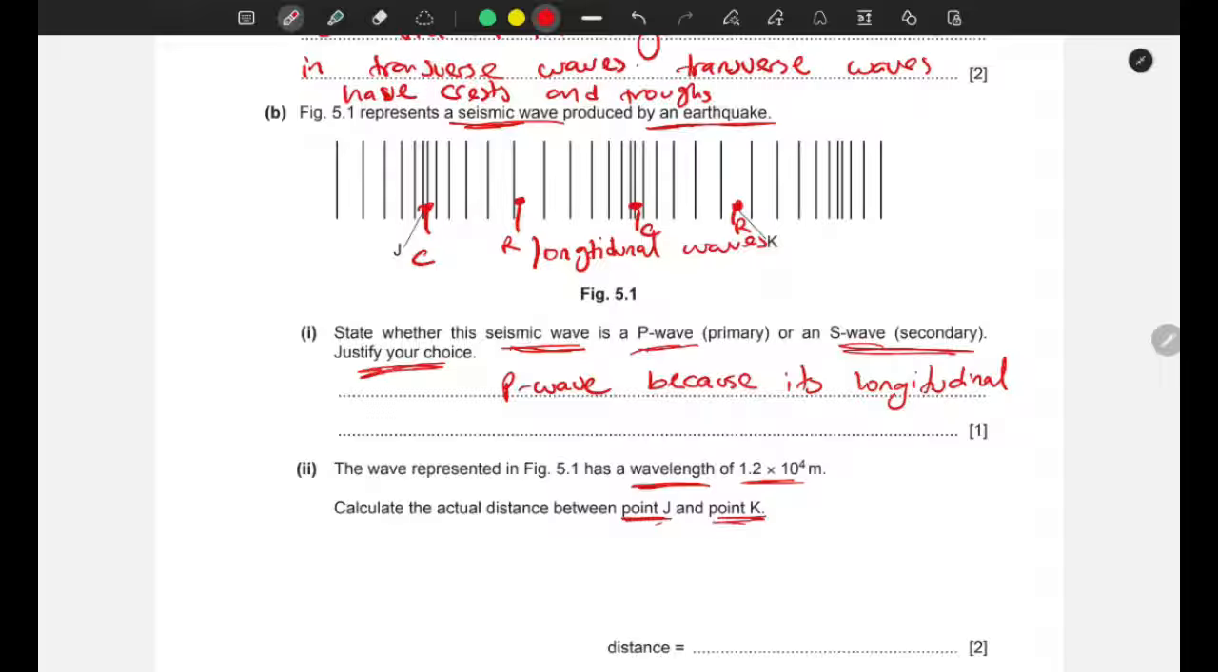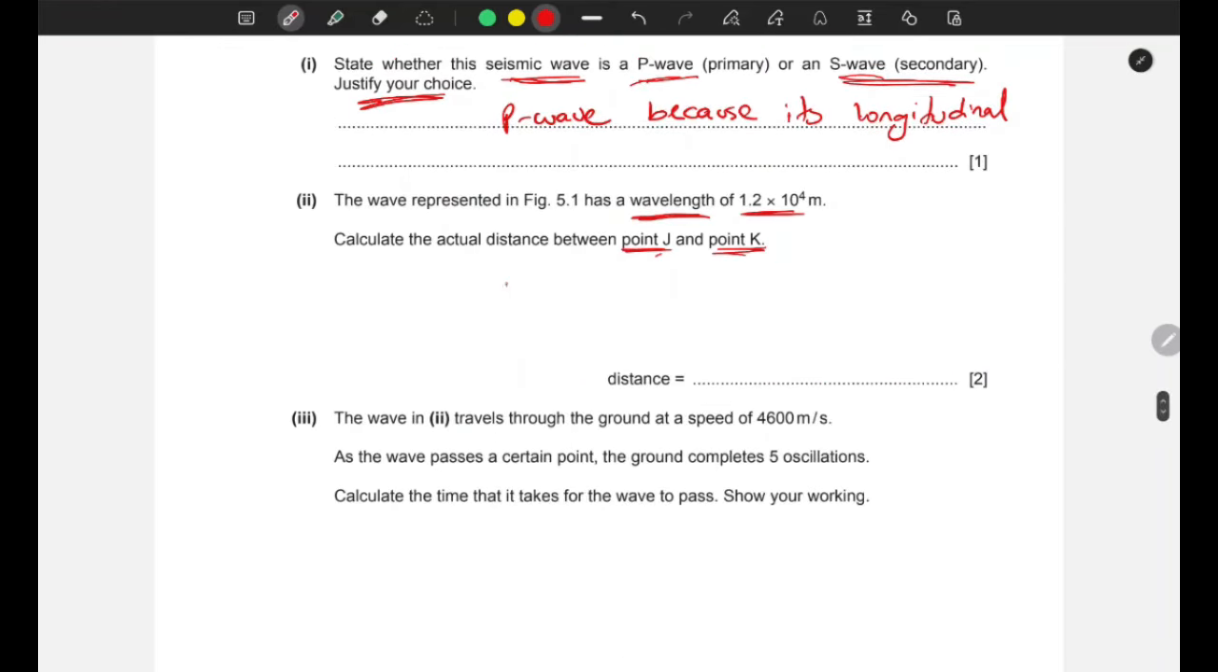So if you can see that, we have one wavelength, and we also have half of a wavelength. So it's 1.5 of the wavelength. So we do 1.5 times the wavelength, which is 1.2 times 10 to the power 4. So that would give us 1.5 times 1.2 times 10 to the power 4, which would give us 18,000 meters. That's the actual distance.